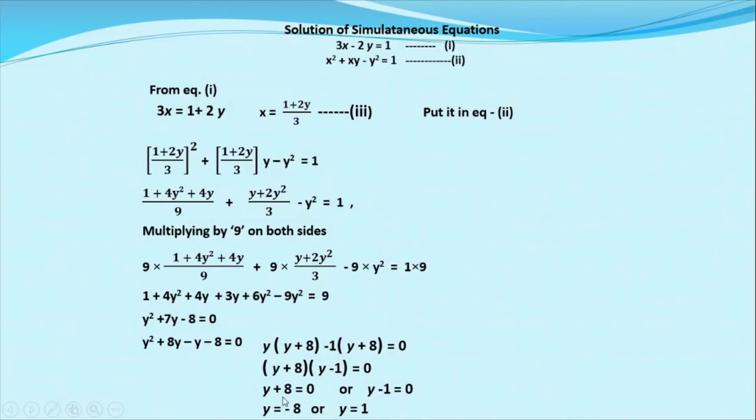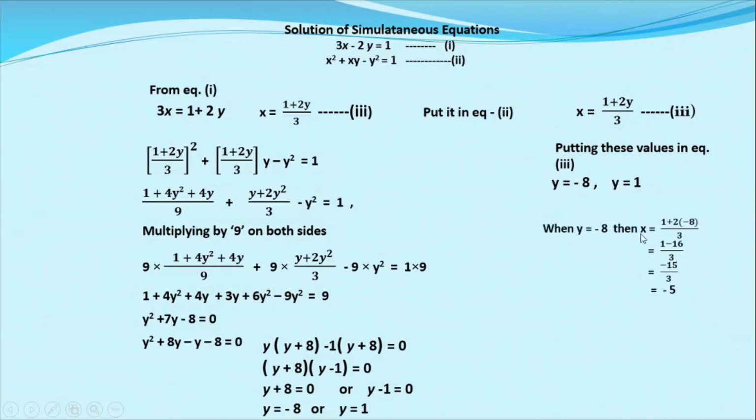If this is 0, the value of y will be minus 8, and in this case y will be 1. So for this quadratic equation we found two values of y: y equals minus 8 and y equals 1. These two values one by one we will put in equation number 3, so we will find the value of x. This is equation 3, we wrote it here again.